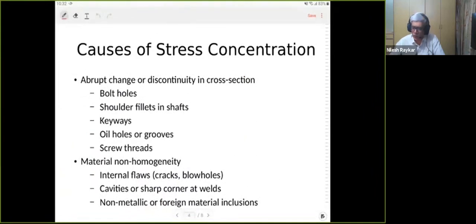Okay, so not only geometric discontinuities, but it can occur because of the internal flaws that the material may have, and it may be of random shapes, or the weld deposits which by their nature are irregular, or even some inclusion. So the point I want to drive here is that they can occur because of non-design features as well.